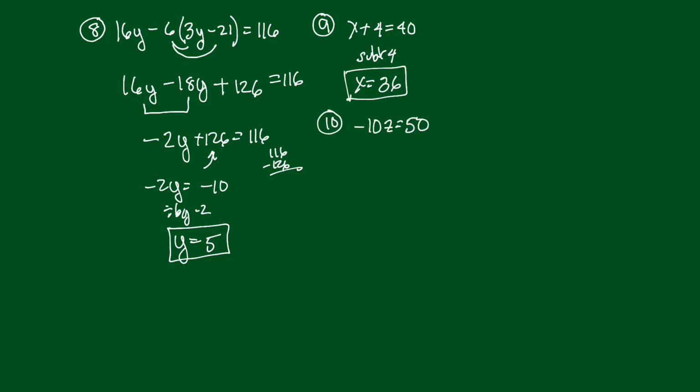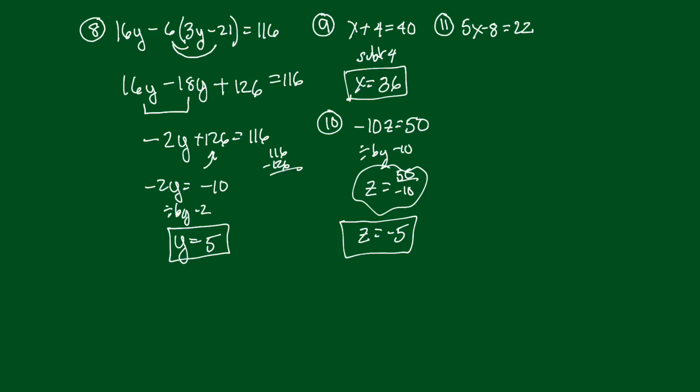And pretty much the same in number 10, except I'm going to divide by negative 10. That's all there is to do. So if I divide by negative 10 on the left side, I just get z equals, now 50 divided by negative 10. All right, this is what I'm thinking. 50 divided by negative 10, that's in my head. So what do I get? I get negative 5.